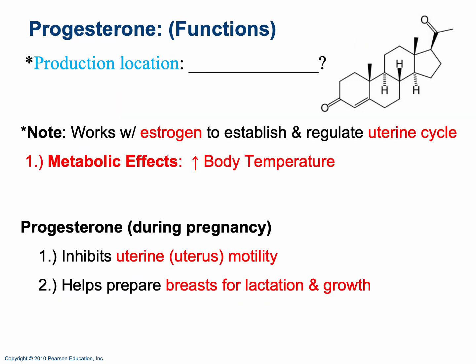All right, now taking a look at the other very critical hormone in the woman, progesterone. And the production location of progesterone, we go back to focusing again on the ovary. And within the ovary, then, the corpus luteum.